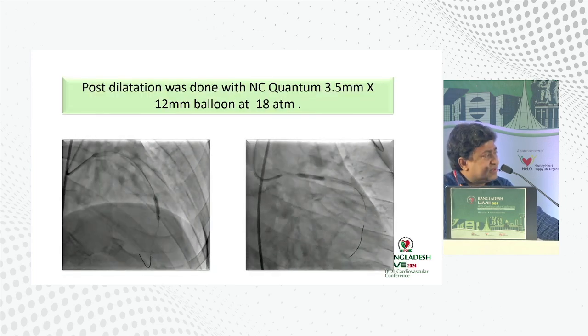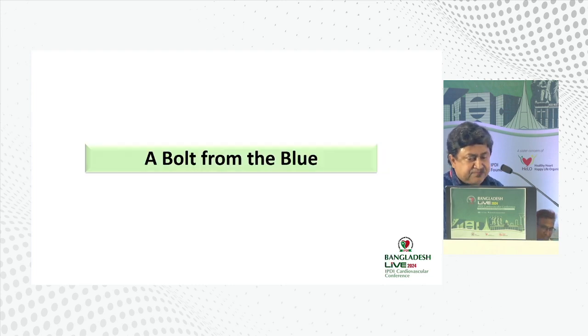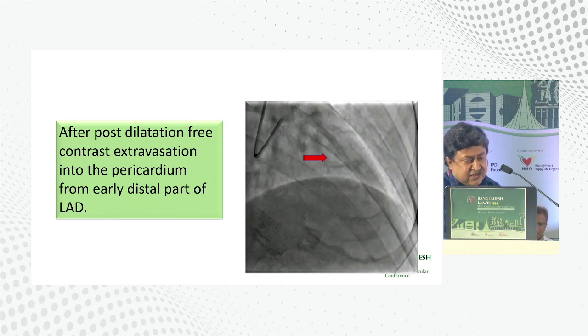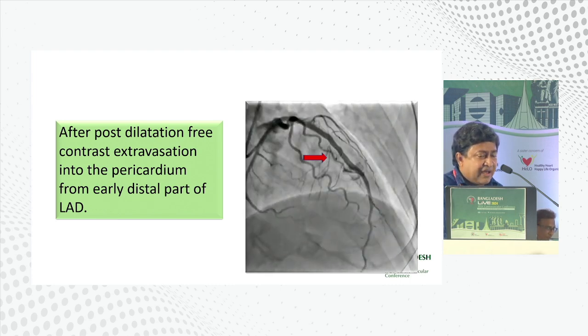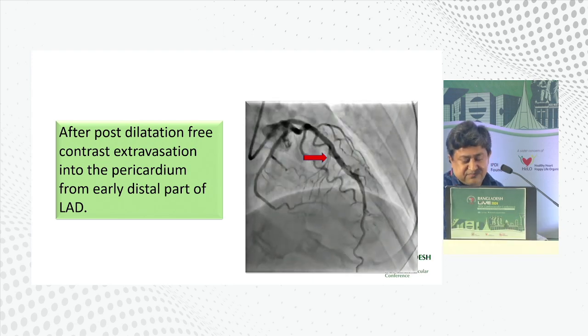And we do the final dilatation with a 3.5 into 12 millimeter NC balloon at 18 ATM. And there is a bolt from the blue: subsequently after the final dilatation, there is free contrast extravasation into the pericardium from the early distal part of the LAD.